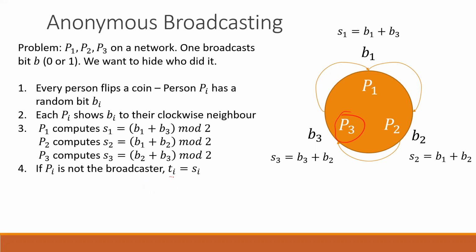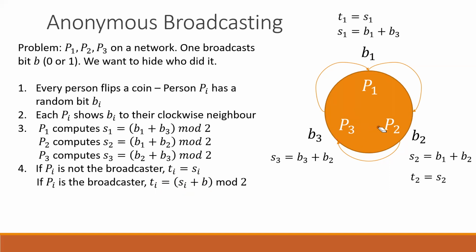So for all of the people that aren't broadcasters, they compute their transmission bit and they simply set it equal to their S bit. And if they are the broadcaster, then they take their transmission bit and they add B to S mod 2. So if B is a 1, then they flip this bit. If B is a 0, then they keep it the same. So person 2 computes T2 equal to S2, and person 3 computes T3 equal to S3 plus B.